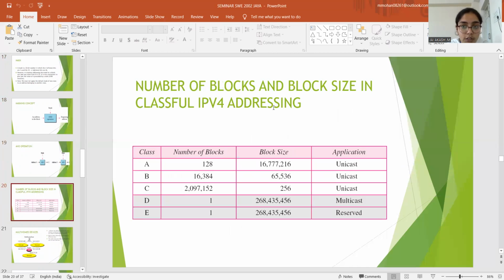Here it is the number of blocks and block size in classful IPv4 addressing. Class A consists of 128 blocks and the application is unicast. Class B consists of 16,384 blocks and the application is unicast. Class C has 2,097,152 blocks and the application is the same, unicast. Class D consists of 1 block and the application is multicast. Class E has 1 block and the application is reserved.